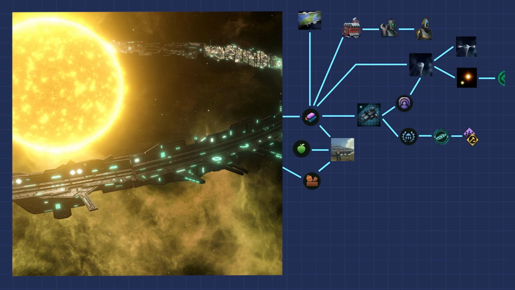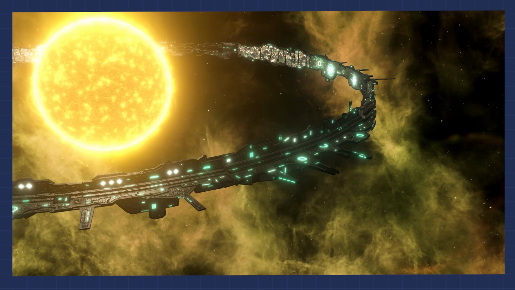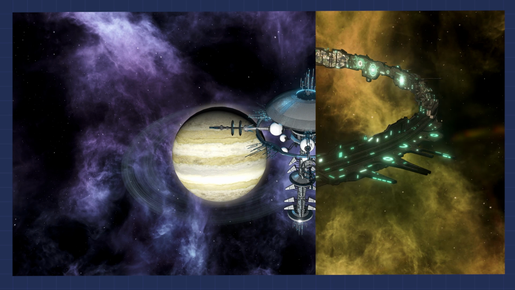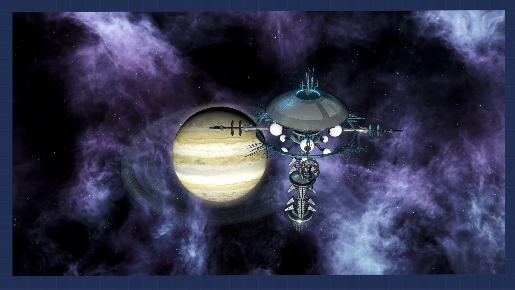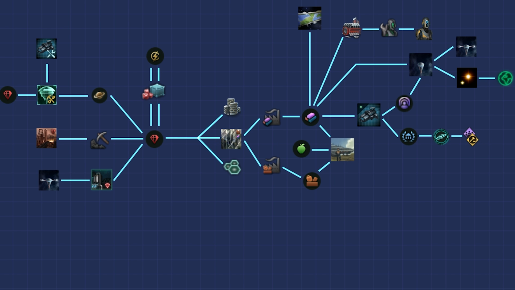These are very expensive things like a ring world around the sun or a sensory array that can detect everything in the galaxy. And generally, I recommend once you have all of your basic resources in check, alloys are one of the most important things to prioritize the production of.